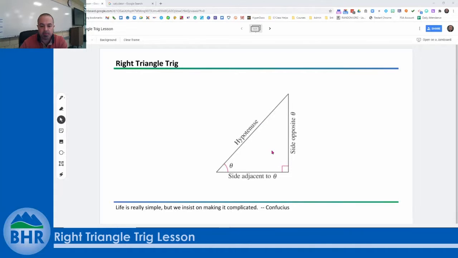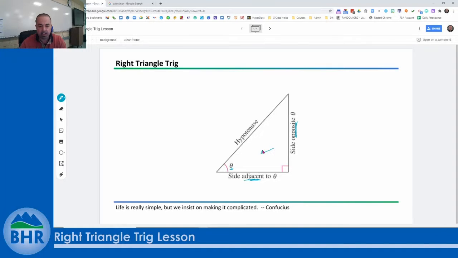We were familiar with the right triangle and all of its features, but we want to pay specific attention to this. This is theta, the Greek letter that we use to signify an angle in trig and also in physics. This is really important because where theta is going to determine which side is the adjacent and which side is the opposite.